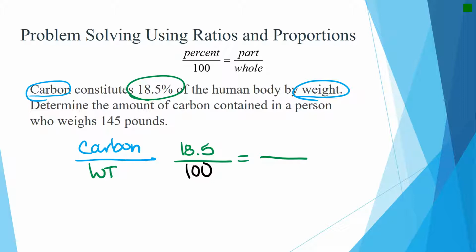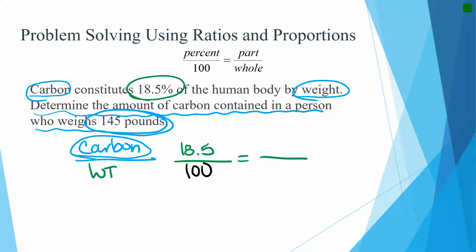Then I'm looking for carbon. So read the next sentence. Determine the amount of carbon contained in a person who weighs 145 pounds. Is the 145 pounds the carbon, or is that what we're looking for? The 145 is the weight of the person, and what we want to know is what percent is carbon. So we're going to, once again, cross multiply. Oh gosh, I'm glad I had a calculator. Hope you have one at home. If not, you'll just be writing down what I write down, right?